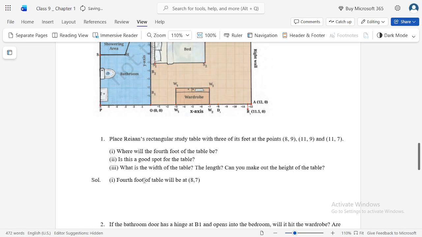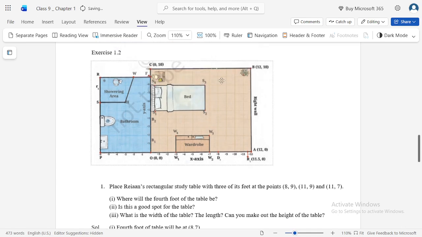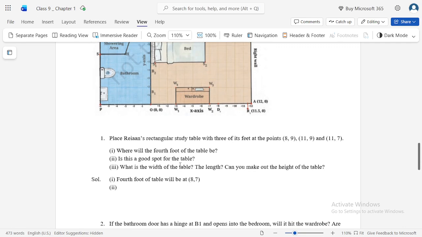Okay, perfect. Coming to the second part, is this a good spot for the table? Yes, we have seen the table is placed not randomly, but it is placed at one of the corners of the room, so this is a good spot for the table.